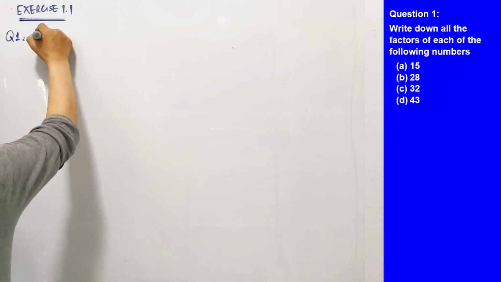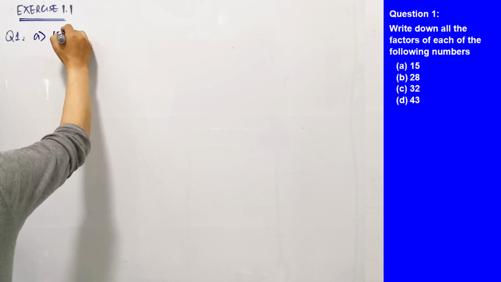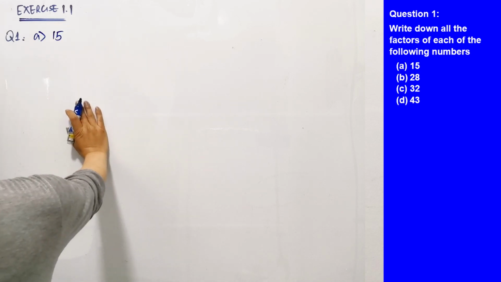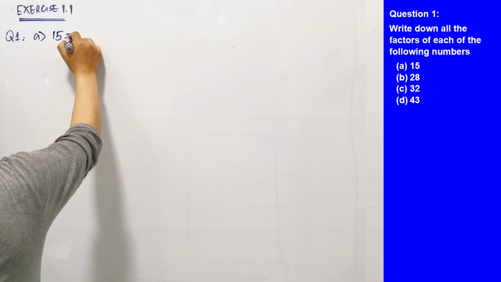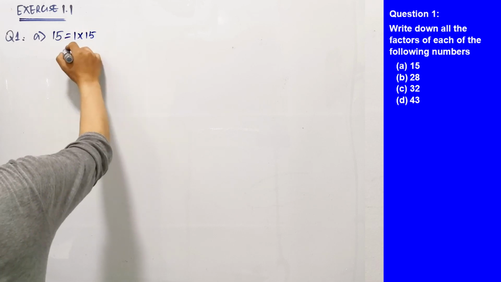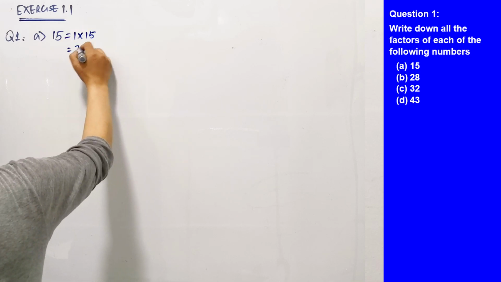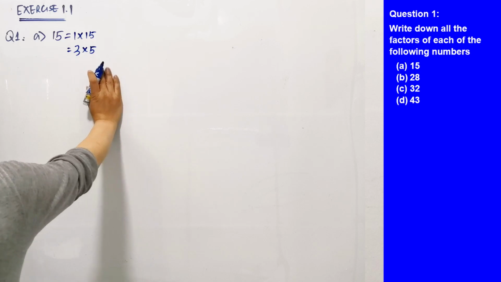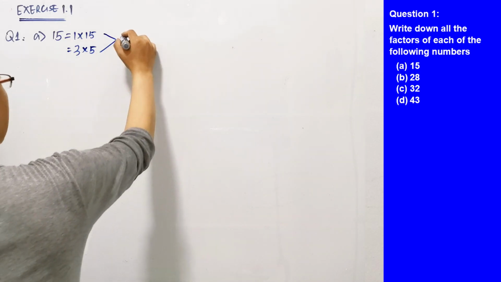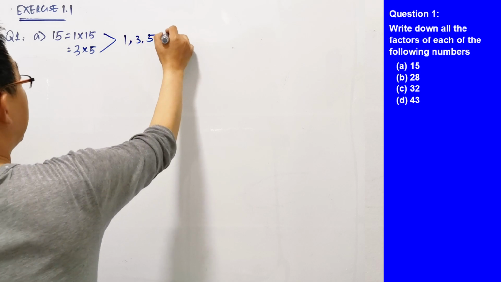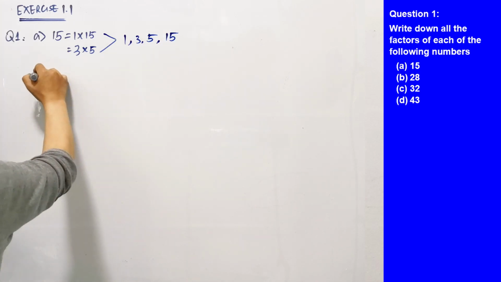First one is 15, right? 15, how many factors do we have? 15 equals 1 times 15, and 3 times 5. So we have 1, 3, 5, and 15. Okay, how about B?